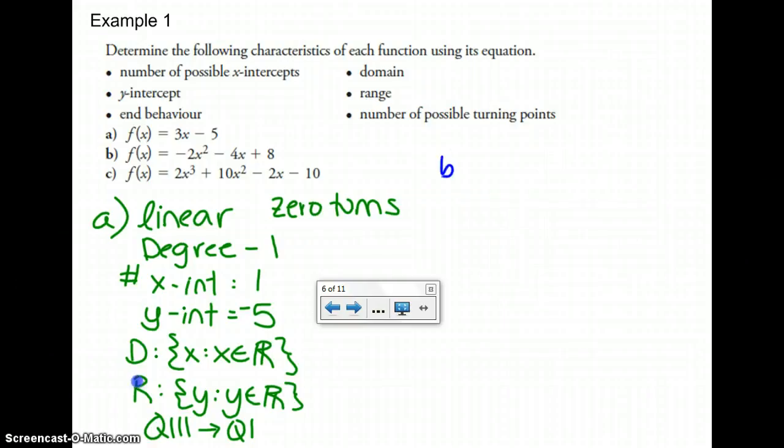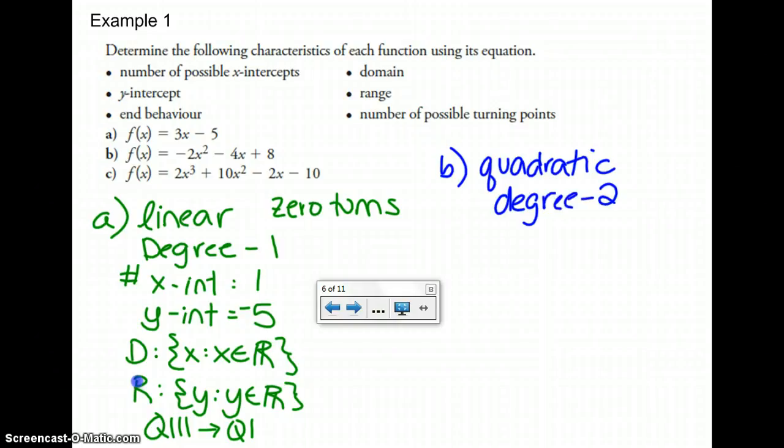Okay, let's try B then. What kind of function is this? Quadratic, how do you know? Good, it has a degree of 2. And does it open up or down? Opens down. How do you know? Because it's a negative. Good. So the leading coefficient here is negative, which means it opens down.